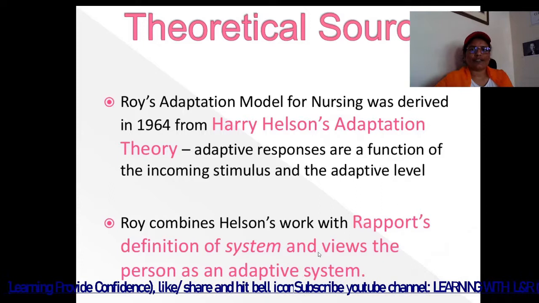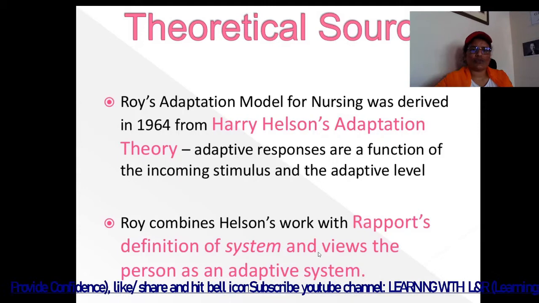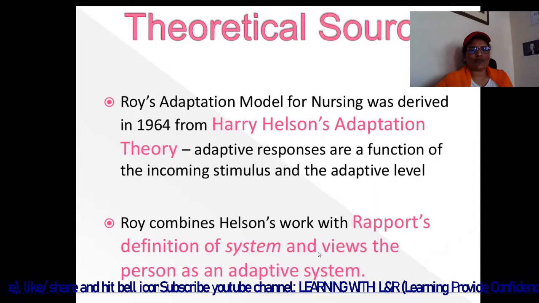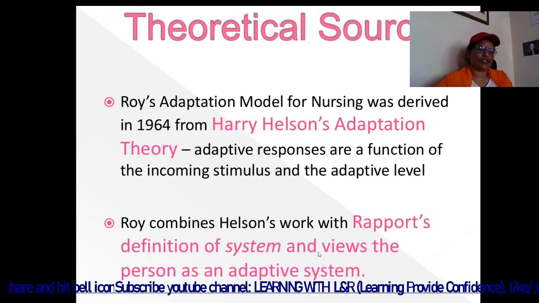Theoretical sources. Roy's adaptation model for nursing was derived in 1964 from Harry Helson's adaptation theory. Adaptive responses are a function of the incoming stimulus and the adaptive level. Roy combines Helson's work with Rapoport's definition of system and views the person as an adaptive system.